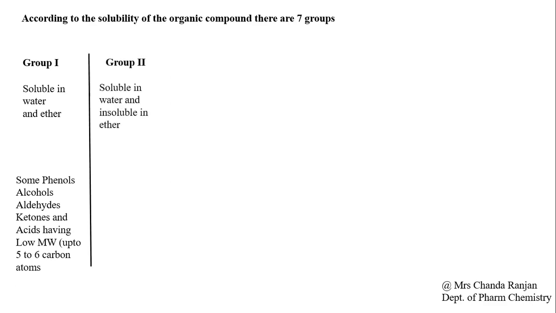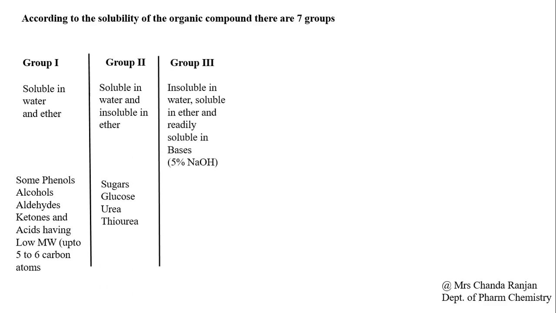Then the next one is group 2, which is soluble in water but insoluble in ether. These are sugars, glucose, urea, thiourea, meaning carbohydrates. Then we have group 3, insoluble in water but soluble in ether and readily soluble in bases, that is 5% NaOH solution. How will we make 5% NaOH solution? We'll take 5 gram of NaOH and dissolve it in 100 ml of water. Examples are acids, phenols and imides; these types of compounds fall under group 3.